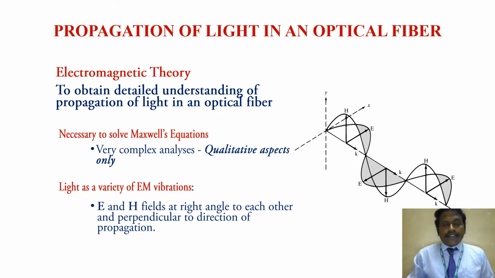But light has a variety of electromagnetic wave vibrations, in which the electric and magnetic fields are at right angles to each other and perpendicular to the direction of propagation.